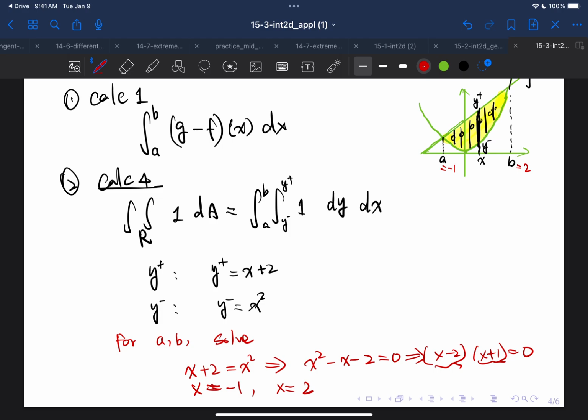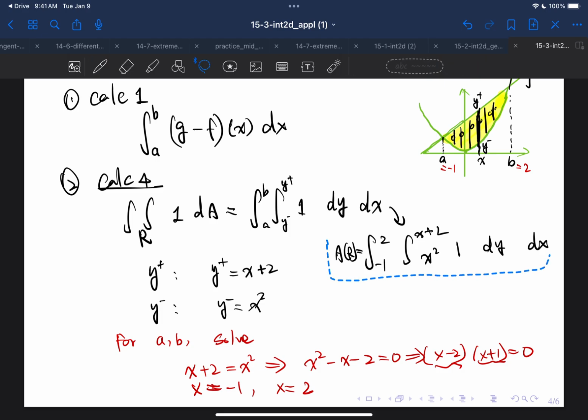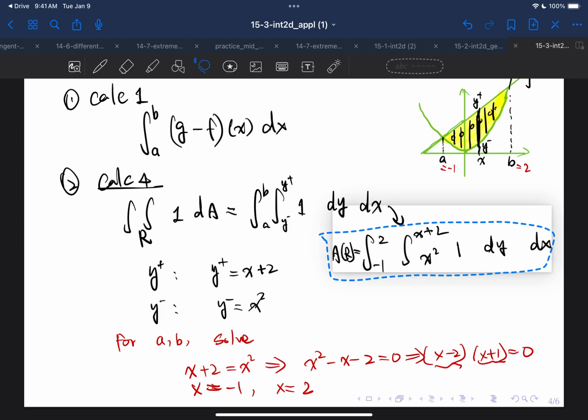Then the next thing is we're going to formulate from here, we continue from here. So the area of R is going to be the double integral of 1 dy dx, but I need y plus is given by x plus 2, y minus is given by x squared, and dx range is from -1 to 2. And if we compute, now everything is straightforward computation.